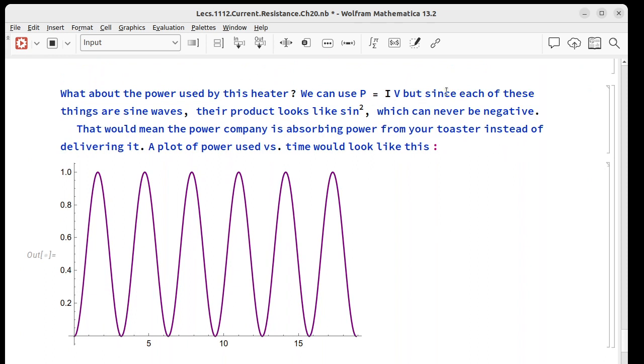What about the power used by the heater? Well, if we use P equals IV, each one of these is some number times a sine wave. If we multiply sine times sine, we get sine squared. Sine squared looks like this. Notice it's never negative. It can drop to zero, but it can't be negative. This makes sense because we know there's no time the power company is absorbing power from your toaster. That's not allowed by physics. If we did a plot of power used versus time, we'd get this.